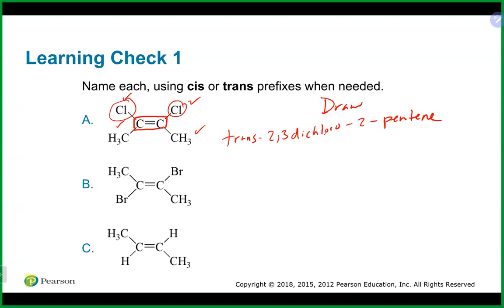You could look at the chlorines, right? You could also look at the methyls, that both will tell you the same. Either one that you look at, they're both on the same side, right? Which means we have a cis happening here, right?